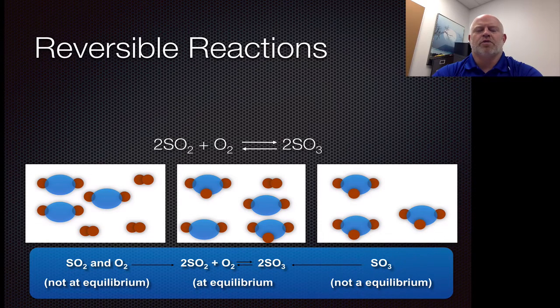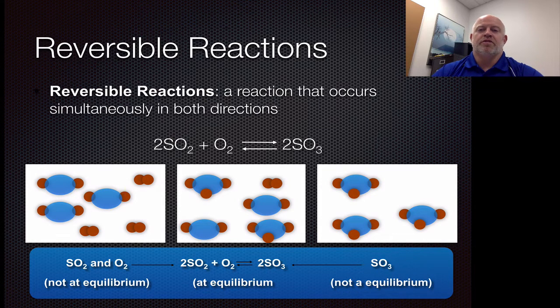Okay guys, in this video lesson we're going to tackle this idea of when reactions reverse on themselves. Basically, what happens when a reaction runs, but then as you start to make products, you can also reverse that and the products turn back into the reactants. When that happens, we call that a reversible reaction.